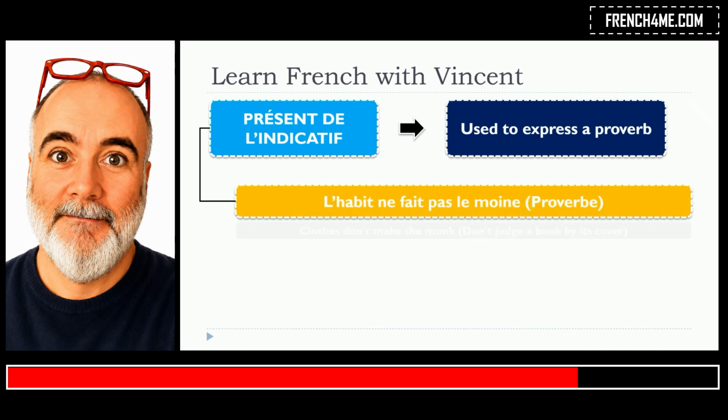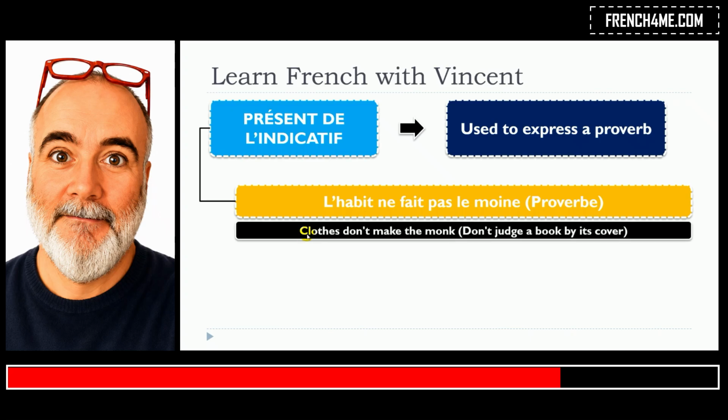L'habit ne fait pas le moine. So this is a proverb. In English, as you can see, it's slightly different because we use this don't judge a book by its cover, but direct translation will be clothes don't make the monk. L'habit ne fait pas le moine. So in that case, we use the verb faire in the present form. As you can see, it's the third person of the singular, l'habit, so fait. L'habit ne fait pas le moine.